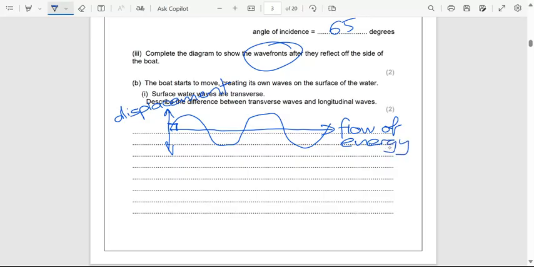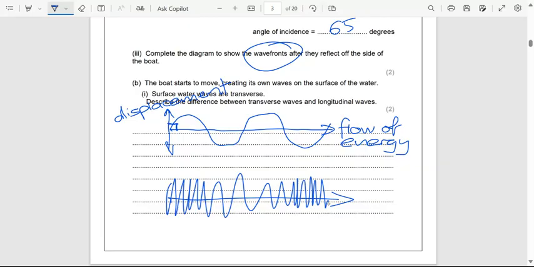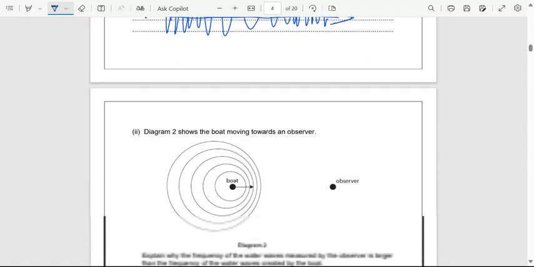Okay, there are other ways that you could score those marks by talking about oscillations and the direction of travel of the wave, but I think that is the most elegant way of doing it. So to put that into a sentence, if you wanted to write it out, transverse waves are when the displacement of a wave is perpendicular to the flow of energy of the wave. All right, and then of course for longitudinal waves, like a slinky spring, something like that. Okay, you can see that the displacement here, that's the displacement, that's the flow of energy, and you can see that the displacement is parallel to the flow of energy for a longitudinal wave.